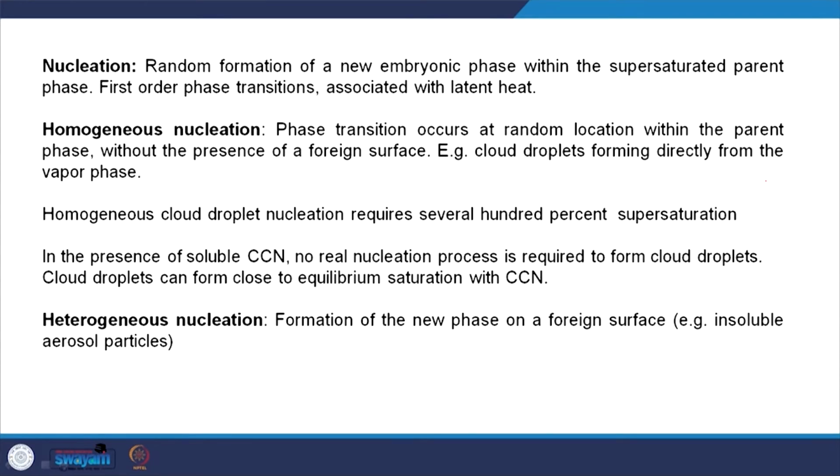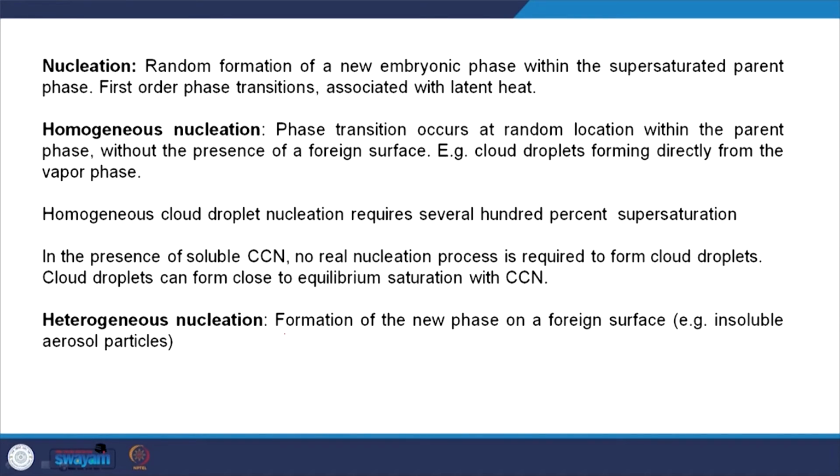Homogeneous cloud droplet nucleation requires several 100% supersaturation. So, generally we always take it to the point of 100%, then we expect saturation, and then we expect condensation, then the droplets, right. So, in the presence of a soluble cloud condensation nuclei, no real nucleation process is required to form cloud droplets, and cloud droplets can form close to equilibrium saturation with the help of cloud condensation nuclei. This process is called heterogeneous nucleation.